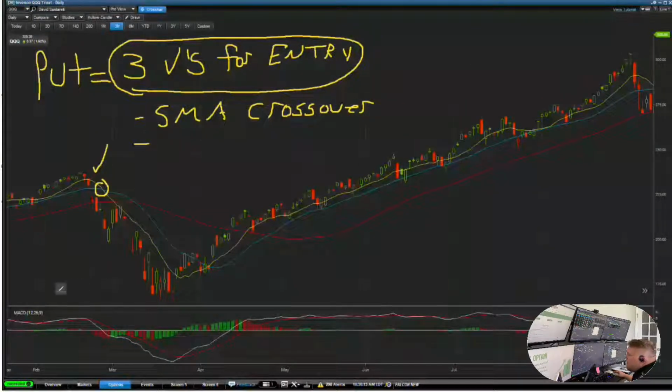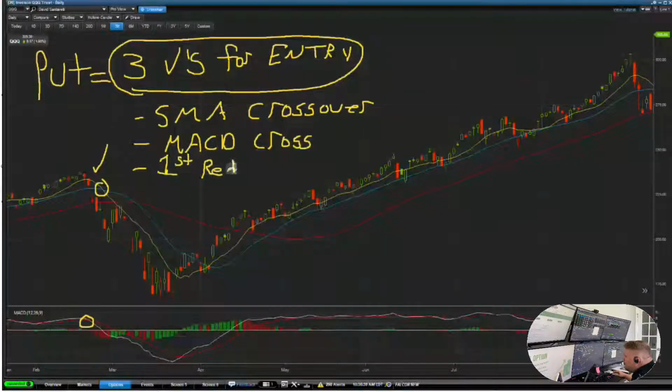Second one, the MACD, the moving average convergence divergence. You want that signal line crossing below the MACD. Here it is right here. Okay, so the MACD. Then what you're looking for is the first red candle below the 10 and 20 SMA.